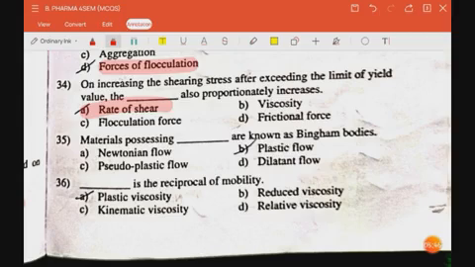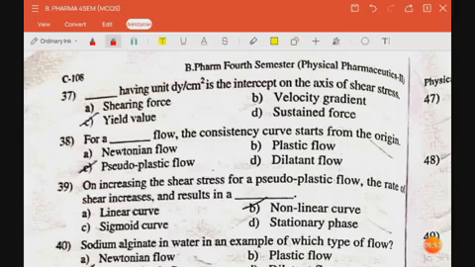The next question is, materials possessing dash are known as Bingham bodies. So the answer is plastic flow. The next question is, dash is the reciprocal of mobility. The answer is plastic viscosity. Having unit dyne per centimeter square, dash is the intercept on the axis of shear stress. The answer is yield value.